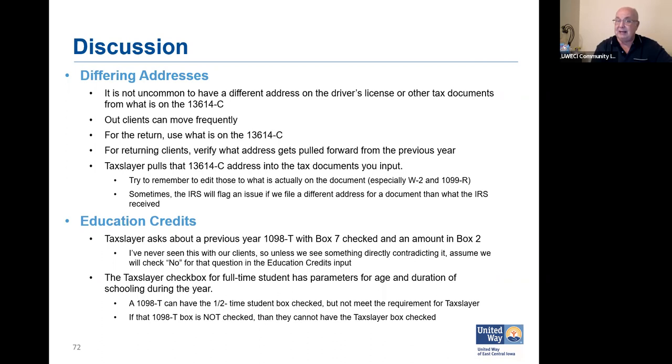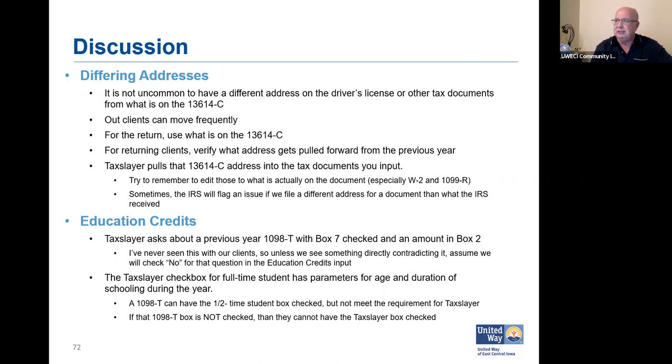I've been burned by that because I was lazy and didn't check it, because they may have moved from last year. It comes pulled forward and you've got to go change it. That is not uncommon. Then TaxSlayer pulls that address that you put in into any other further tax documents you input. In other words, whatever you input for the taxpayer's address, when you input a W-2, it's going to pull that in as the address. Try to remember to check those against the W-2.